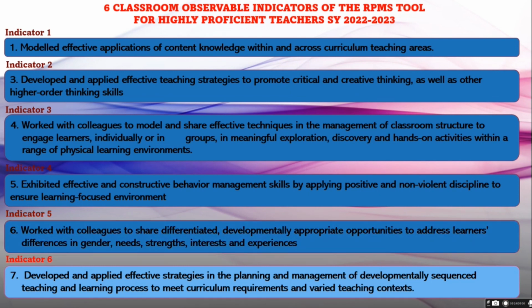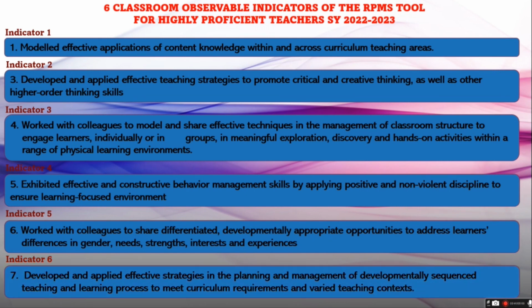And indicator number 5, that's objective number 6, work with colleagues to share differentiated, developmentally appropriate opportunities to address learners' differences in gender, needs, strengths, interests, and experiences. And the last one, indicator number 6, from objective 7, develop and applied effective strategies in the planning and management of developmentally sequenced teaching and learning process to meet curriculum requirements and varied teaching contexts.